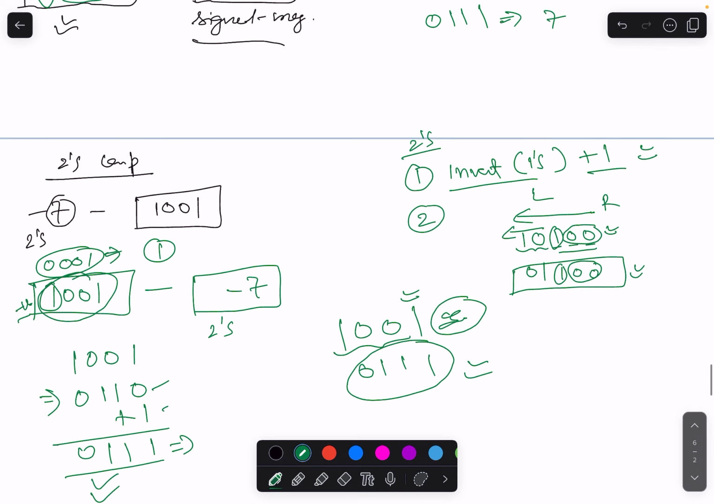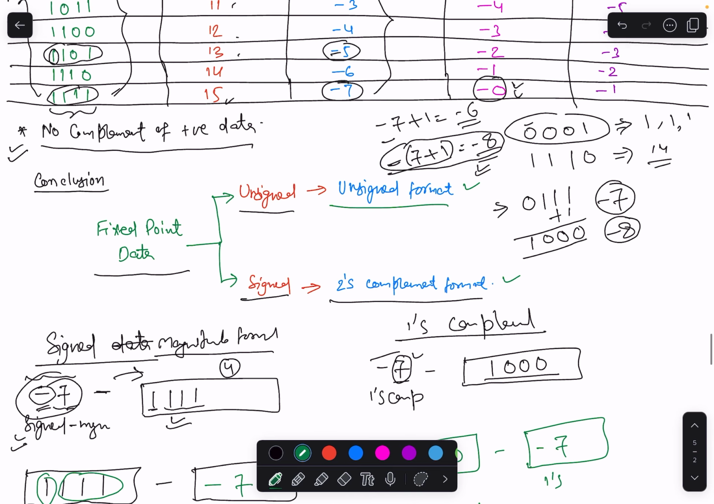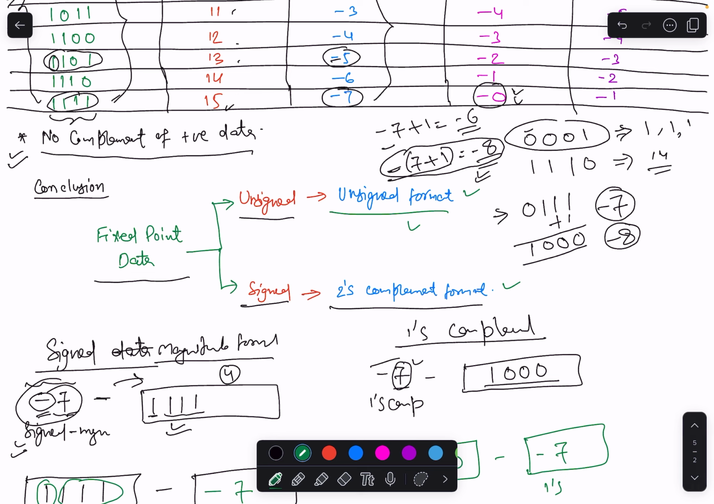So that's all about this video. In the next video we will talk about the unsigned format in detail, and after that two's complement format, and after that we will talk about the floating point data.